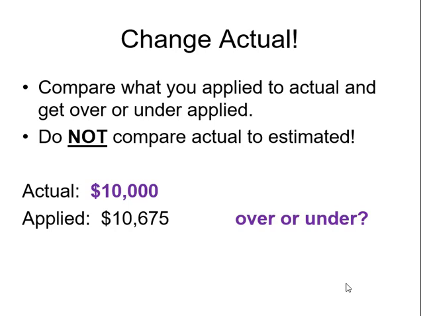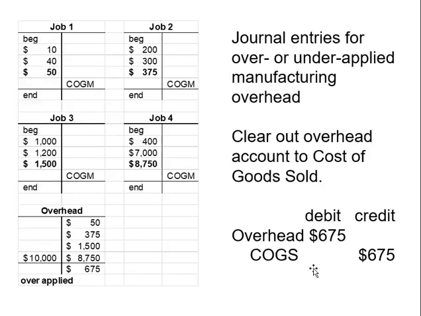What if, instead of 11,000, the actual was 10,000? Did we over or underapply? Here we overapplied. We applied 675 more than actual. So we will reduce cost of goods sold by that 675. And there's the journal entry. If you're using debits and credits, you would remove the 675 from overhead. That would clear the overhead account out, and we would reduce cost of goods sold by the overapplied amount. Let me know if you have questions.